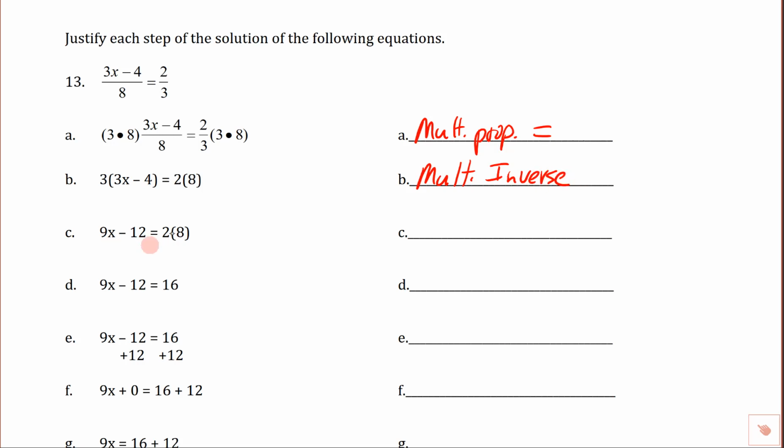Next one here, let's see what happened. This side didn't change at all, but this side did, and what they did is they just distributed. So that's the distributive property. So I'll just write distributive. We'll abbreviate it that way. And here, nothing changed over here, and the 2 times 8 changed into 16. So you could just say arithmetic, or simplify, or multiply, or whatever you want to do. I'm just going to write simplify. Okay.